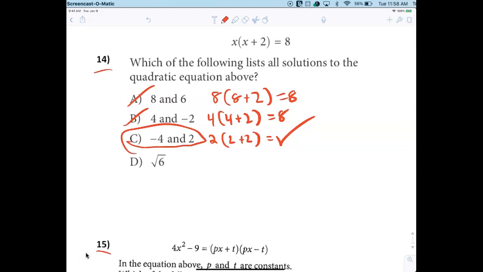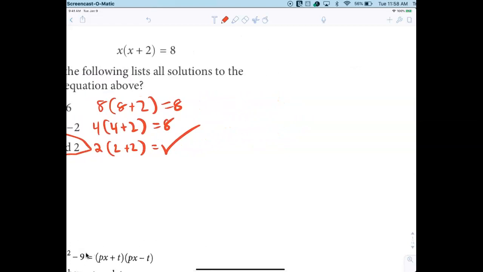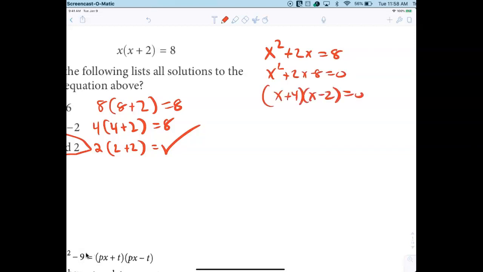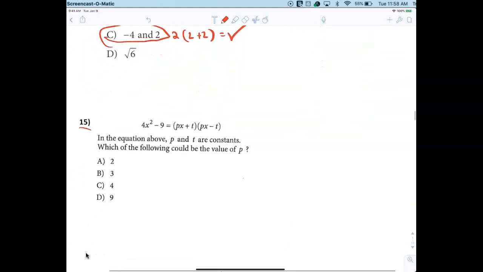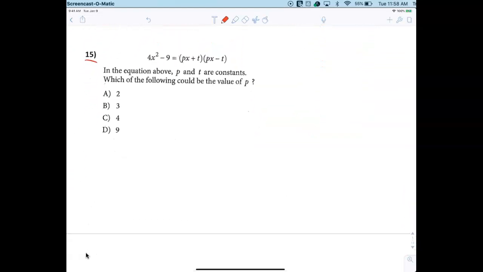All right, now, of course, because we're in the unit where we're solving quadratics, it would just be x squared plus 2x equals 8, x squared plus 2x minus 8 equals 0, and then you're factoring x plus 4, x minus 2, so x equals negative 4, or, wait a minute, yeah, or positive 2. Does everybody agree with that? All right, negative 4 or 2. Easy, easy, easy.